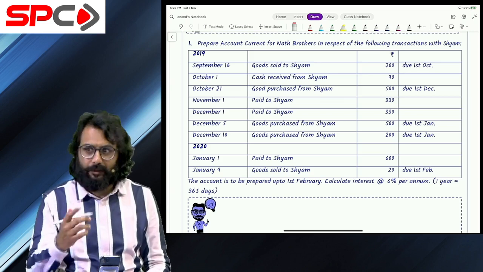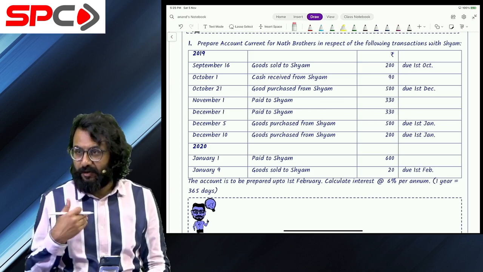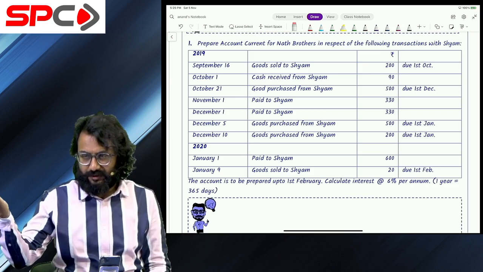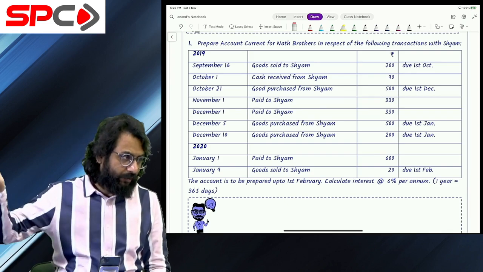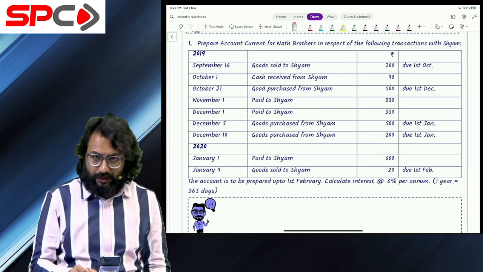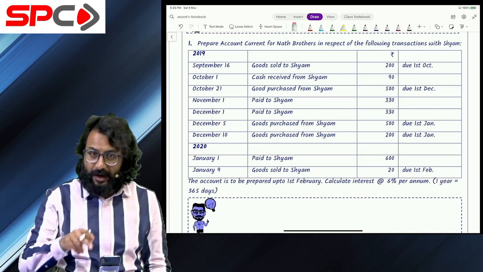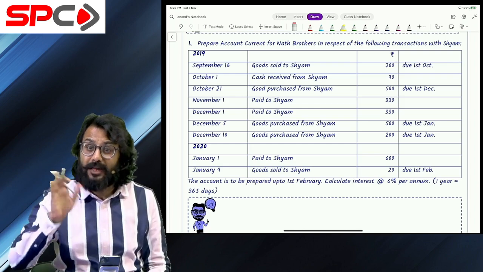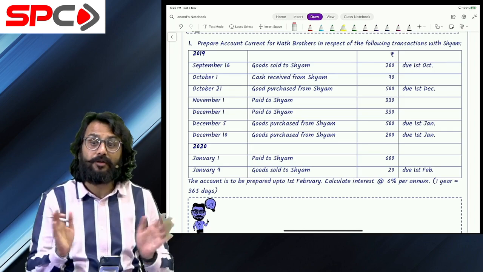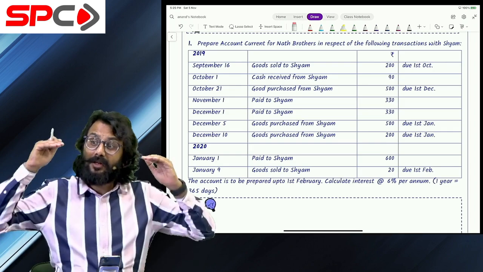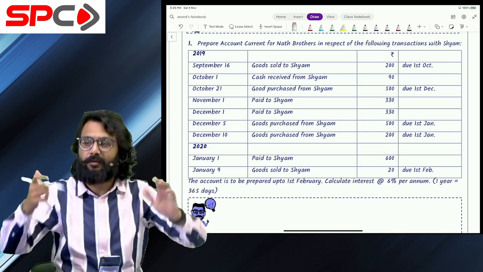Work for Nath Brothers. So when I say I work for Infosys, I am working for him. So they are saying prepare account current for Nath Brothers. I work for Infosys. So prepare account current for Nath Brothers, not of Nath Brothers. So who is the account? The account is not Nath Brothers. Nath Brothers is a party for whom we are creating the account.